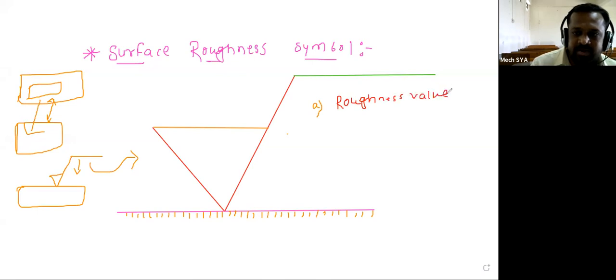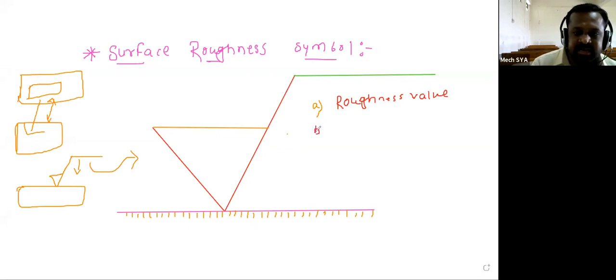Where does the symbol give us information about? What is the surface roughness value of this surface? Okay, we have to manufacture this surface. During the manufacturing of this surface, what surface roughness value is required here? Now see here, this surface roughness symbol will first of all provide the surface roughness value of the surface.